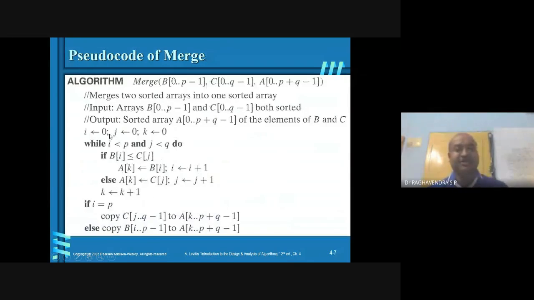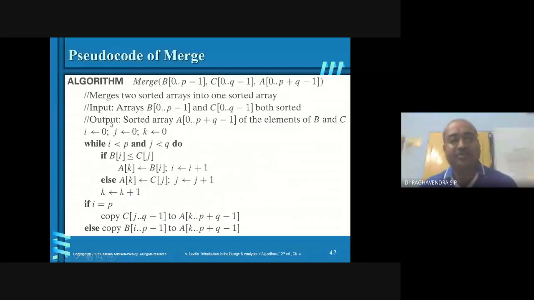It's the pseudocode for the merge process. This merges two sorted arrays into a sorted array. The input is, of course, two equal portions of the array, that is B and C, and both of them need to be sorted. This process will just combine the sorted arrays, so the output is a sorted array.